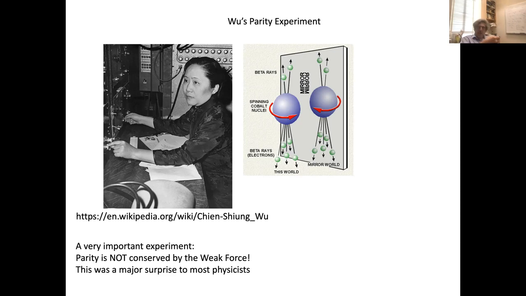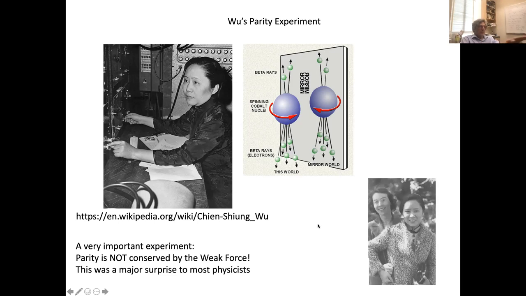If what she discovered was not spherically symmetric, then parity was not conserved by the beta decay process, also known as the weak interaction. This was a major surprise to physicists. It's a huge surprise because in the electromagnetic force and gravity, parity is conserved. So here you have a force which doesn't conserve parity.